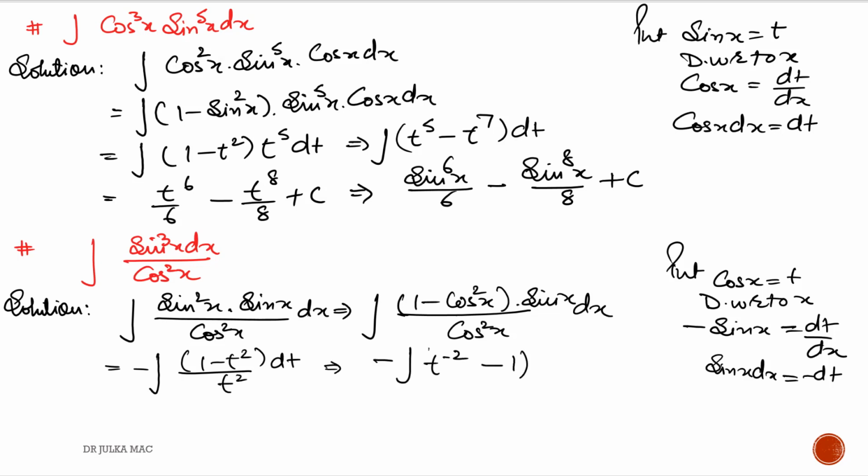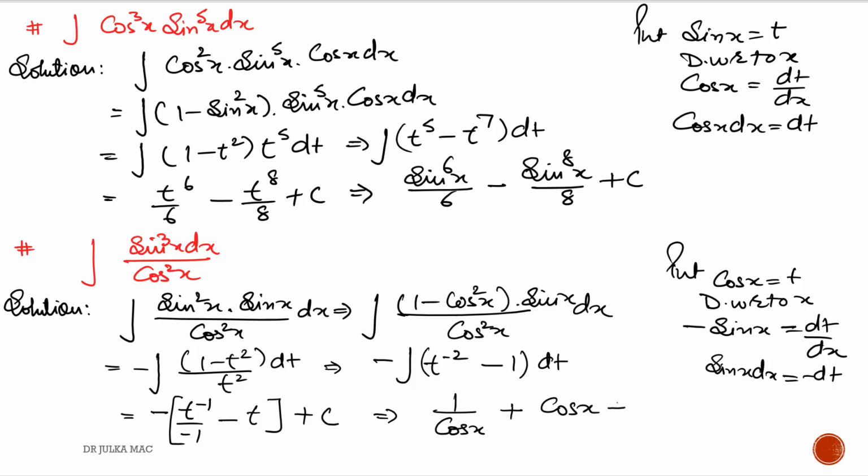And after simplifying and integrating, we'll get minus t raised to the power minus 1 upon minus 1 minus t plus c, and replace t by cos x, and after simplification we'll get sec x plus cos x plus c.